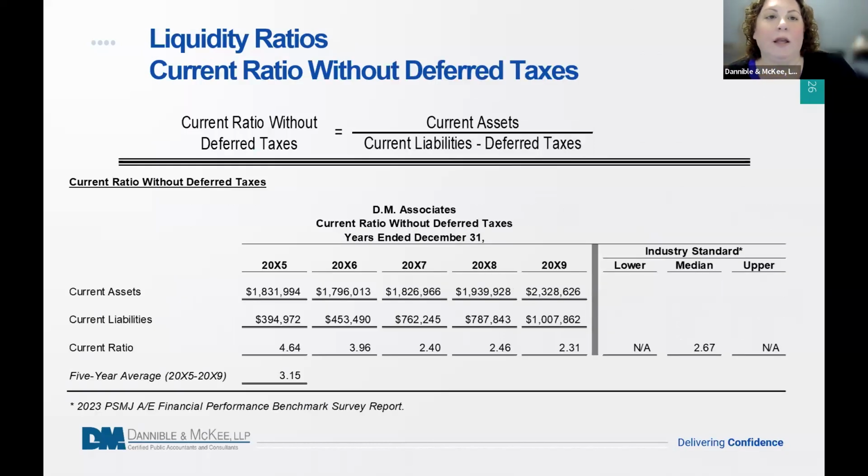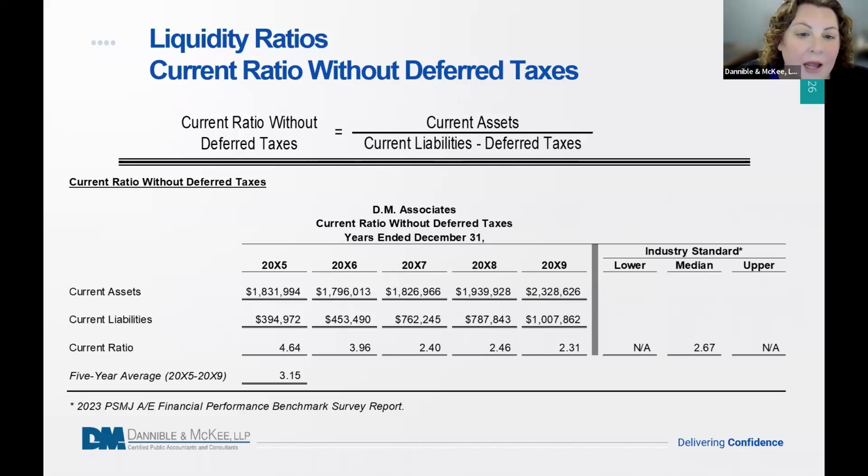So what does that look like? You've probably heard of the current ratio. Hopefully it's something you are all looking at. But if you're not, here's the formula. It's simply current assets over current liabilities. So current assets divided by current liabilities.